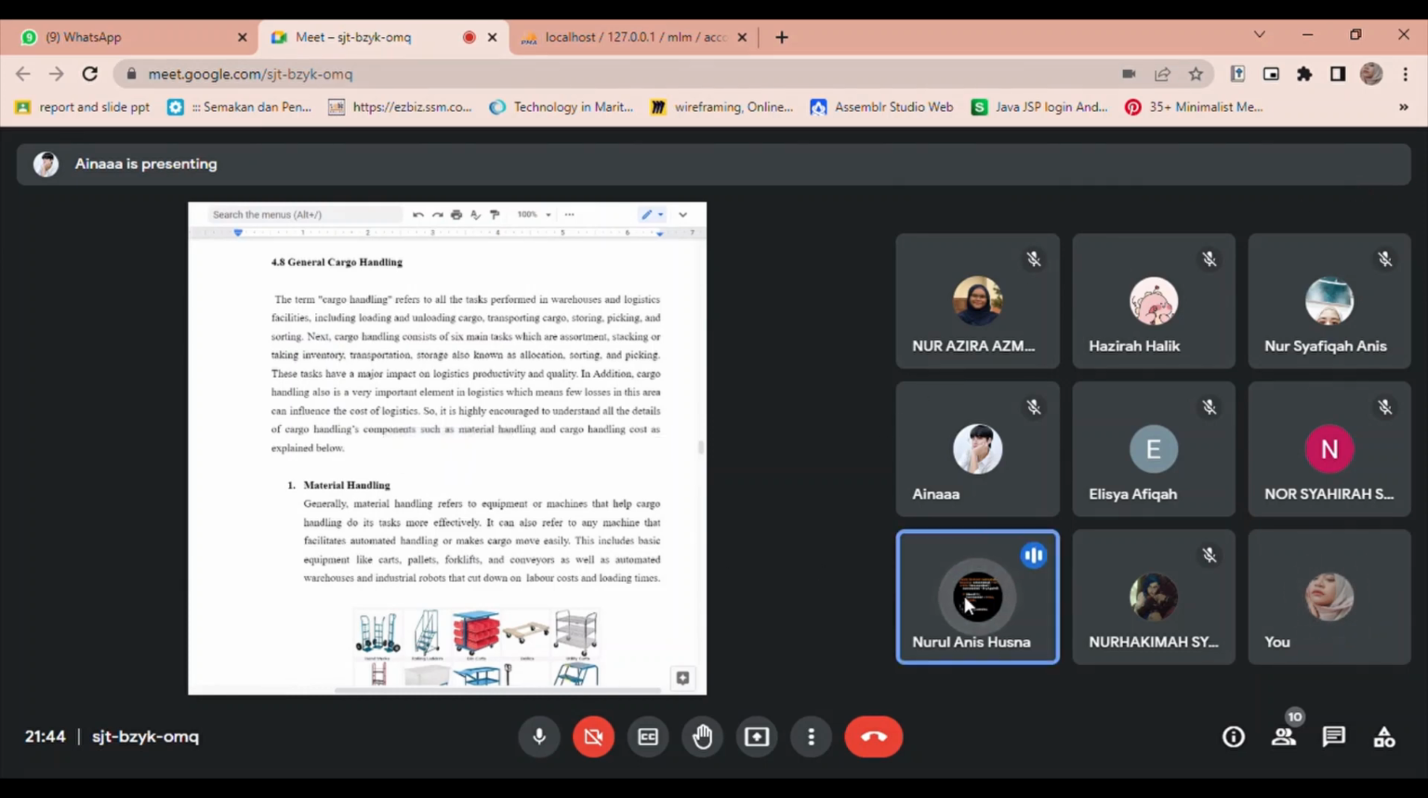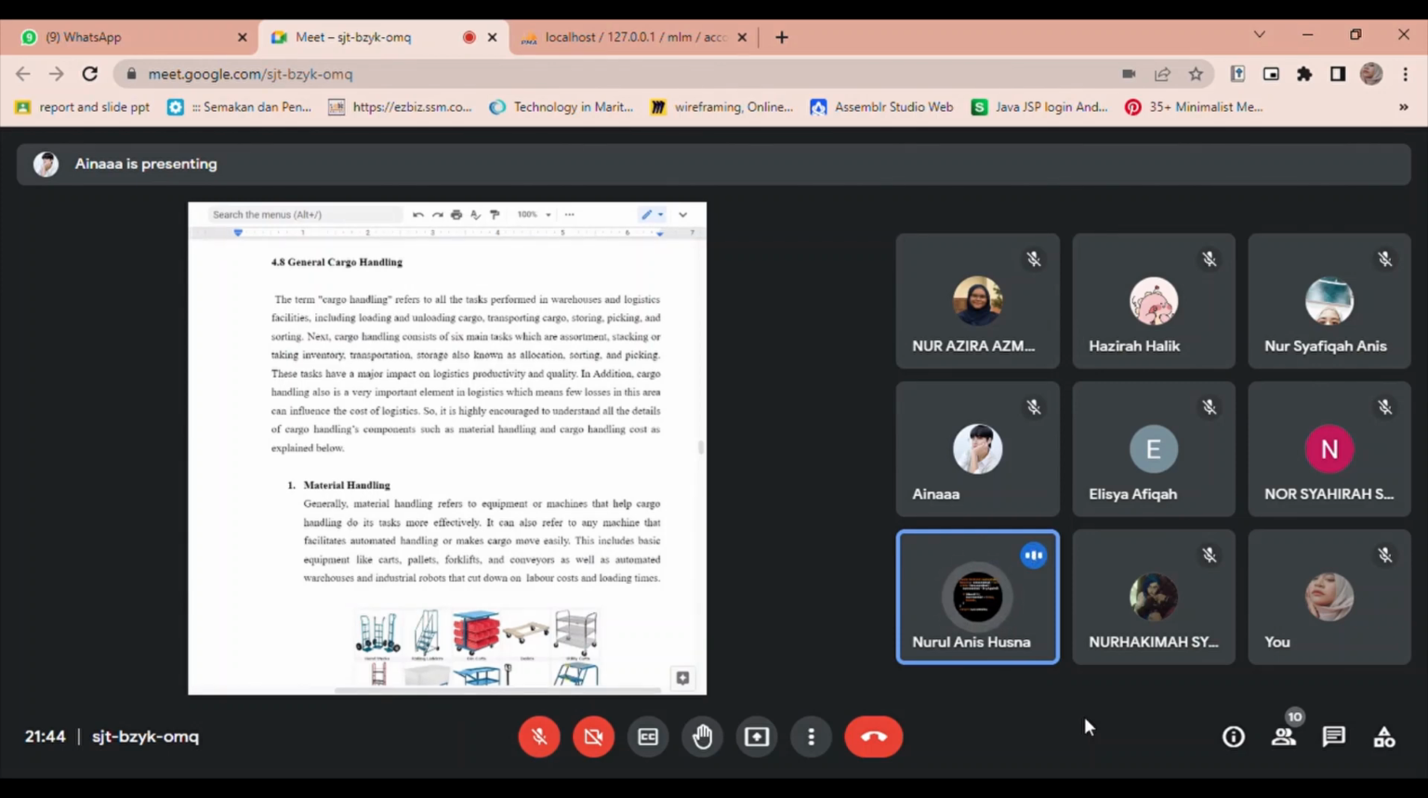Next, general cargo handling. The term cargo handling refers to all tasks performed in warehouse and logistics facilities, including loading and unloading cargo, transporting cargo, storing, picking, and sorting. Cargo handling consists of shipment tasks, which are assortment, taking inventory, transportation, storage, also known as allocation, sorting, and picking. These tasks have a major impact on logistics productivity and quality.